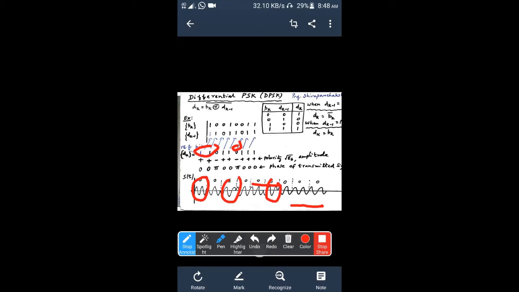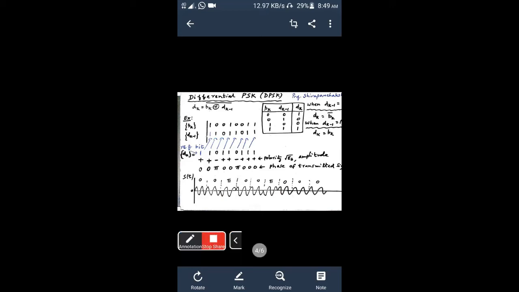That means it is just PSK operation on DK, not on BK. BK is the input. BK is encoded, then converted to DK. After DK, it is PSK. In the exam, you'll be asked to write DPSK waveforms. Very simple. Take the input sequence given, do the XNOR operation, and convert it to DK. After getting DK, write the PSK waveform keeping DK as the sequence. That's it. That's how to write the DPSK waveform.